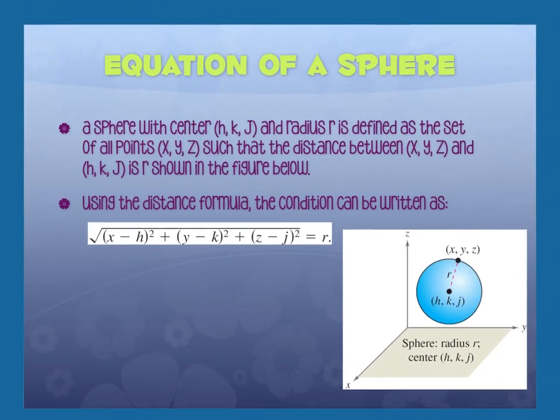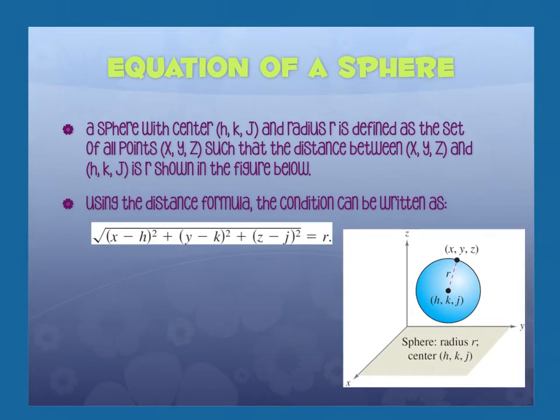All right, so a 3-dimensional circle is a sphere, right? So a sphere with center (h, k, j). So now we've got a new variable for the center because we have a z. And radius r is defined as the set of all points (x, y, z) such that the distance between those points and the center is r. So the distance from my center out to any point on my sphere is going to be r, just like in the picture below.